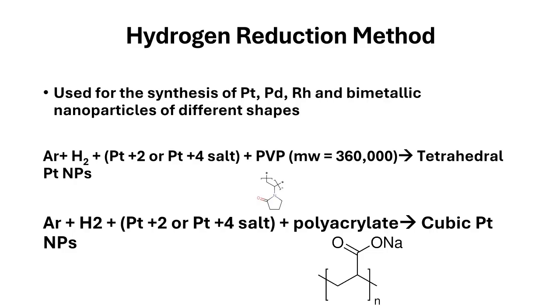The gas trap is sealed and the hydrogen gas is allowed to react overnight to form the nanoparticles. In the case of production of cubic platinum nanoparticles, polyacrylate is used as the polymeric capping agent.